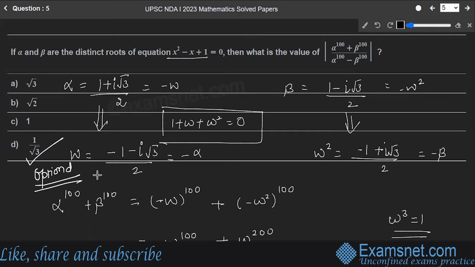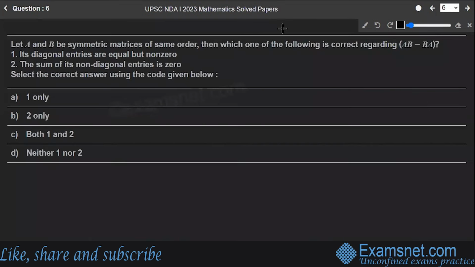Hope you got that. Let's move to the next question. Question number 6. It says A and B are symmetric matrices of the same order. Then which of the following is correct regarding AB minus BA? Statement 1: its diagonal entries are equal but non-zero. Statement 2: the sum of non-diagonal entries is 0. You have to select the correct answer using the code given below.